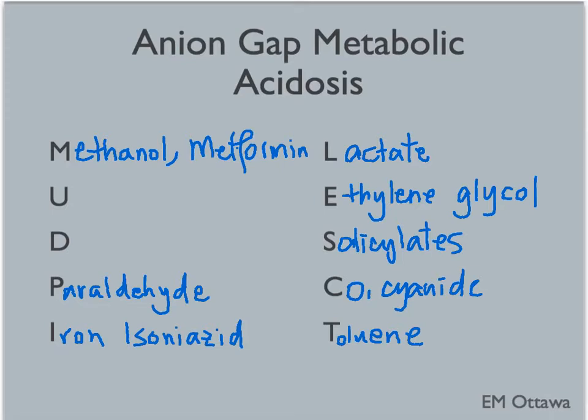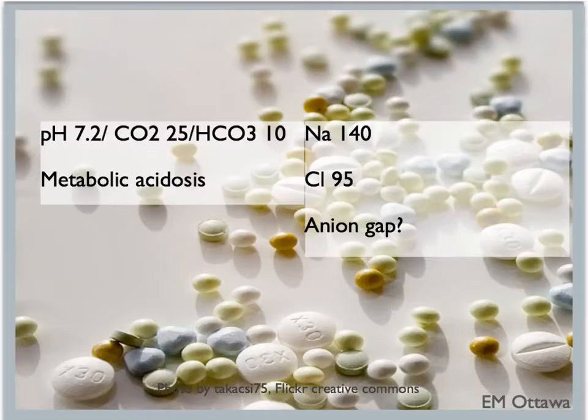This is an important list that you'll find you go back and forth to during your medical career when a patient presents with an anion gap metabolic acidosis. Let's go back to our patient. Our patient's blood work shows a sodium of 140 and a chloride of 95. What is the anion gap?